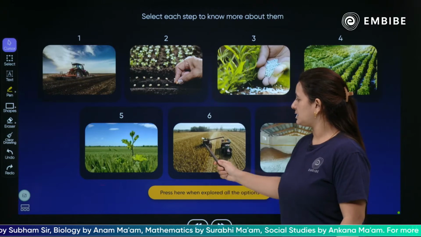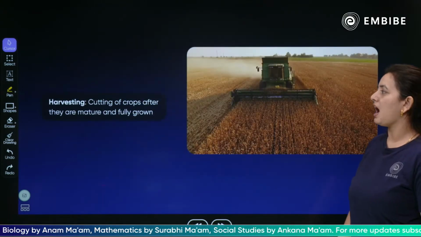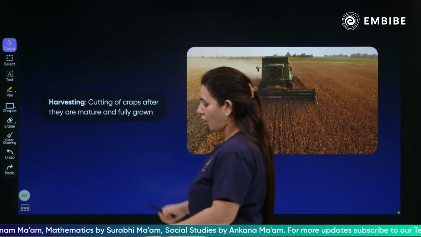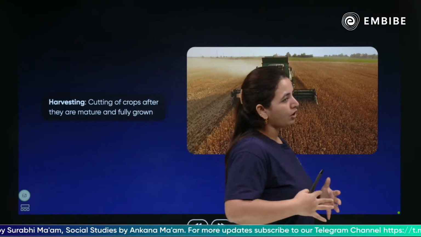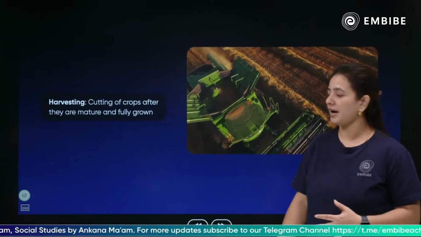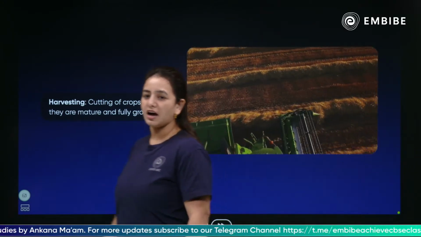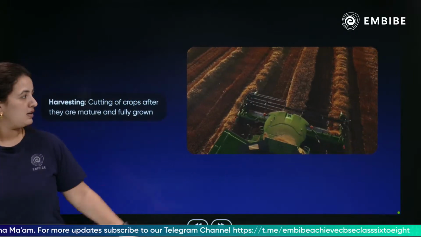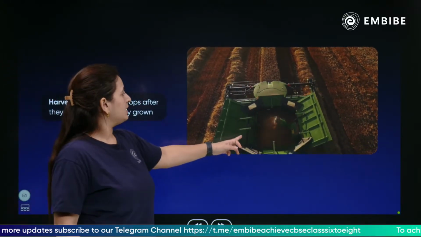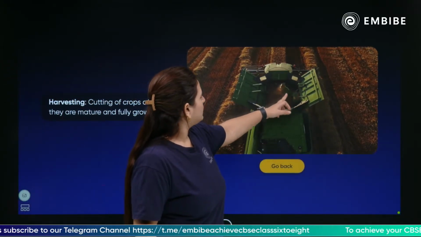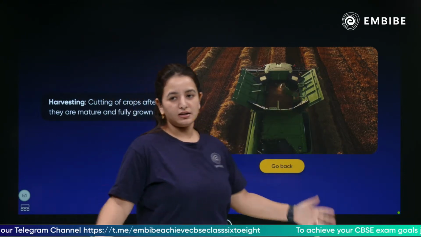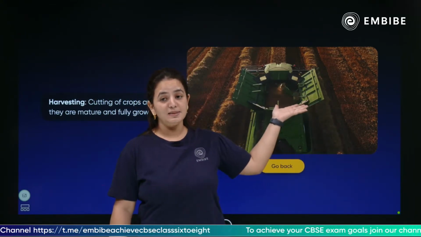Coming to our sixth step, let's see what we do in the sixth step. We harvest. After our crop is ready, the seeds and the fruits, the vegetables or any edible part, we try to harvest it. So, this is how we harvest it. Can you see this, children? This is how the harvesting is done continuously. See, all the seeds are being added to the container. So, this is a very advanced method.